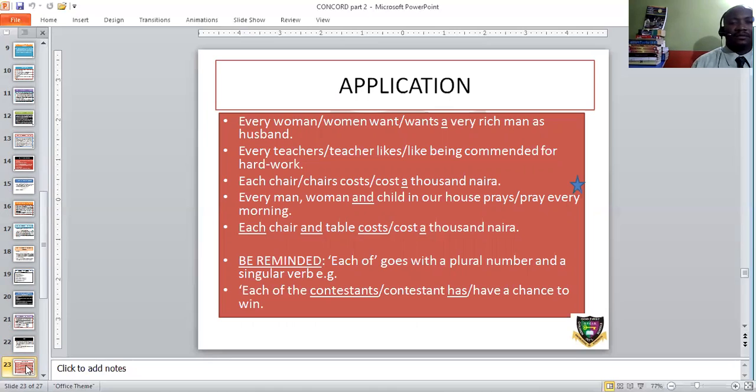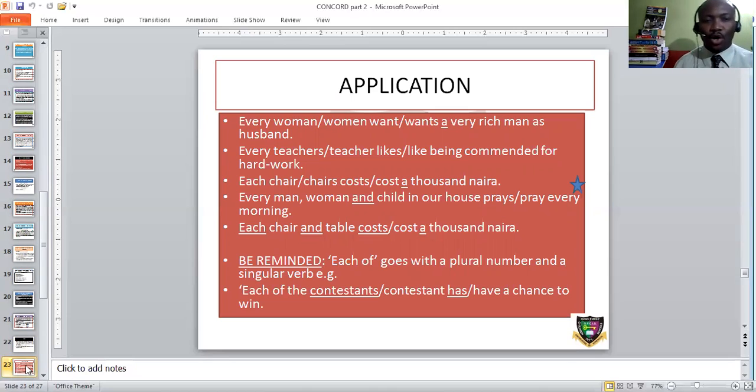Every woman wants a very rich man as a husband. Now, every woman, I didn't say every of the women, every woman singular, and it will be singular at once. Of course, a very rich man. They don't say some very rich men. Every teacher, we have every teacher, not every of the teachers, likes being, likes singular. Each chair, not each of the chairs. Each chair singular, not each chairs. A here shows us that it is singular.